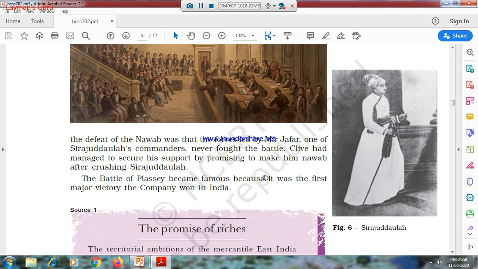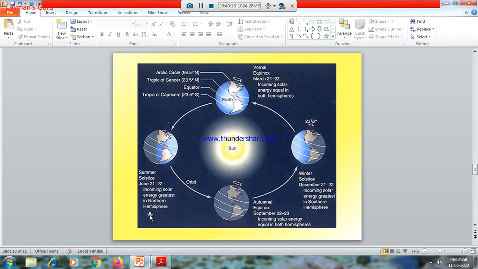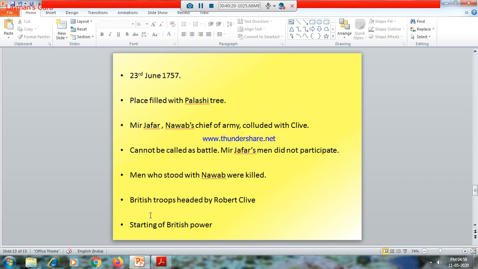Most of the army of Siraj Dowla came to fight under Mir Jafar. But on the day of the fight, that was on 23rd June of 1757, just 1 year after the 1756 Black Hole episode. The date you should not forget.